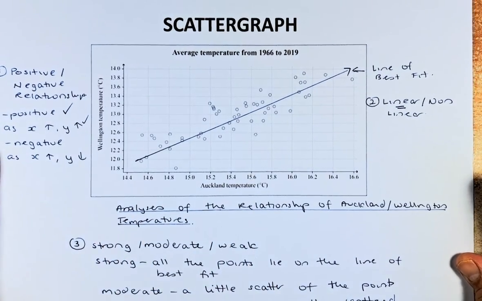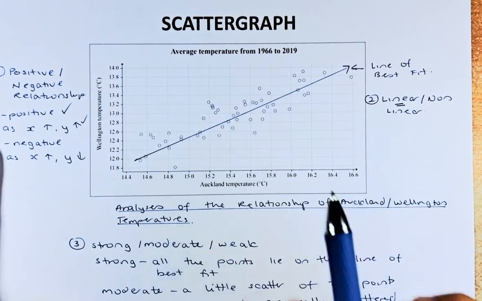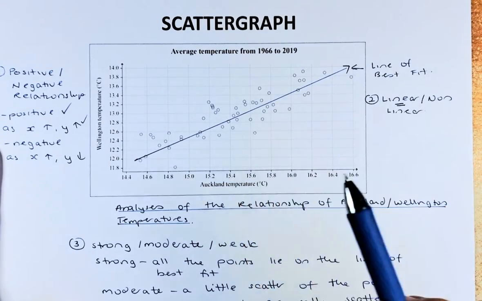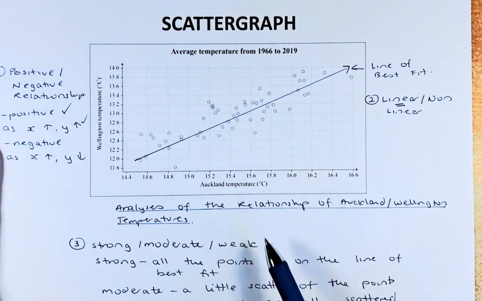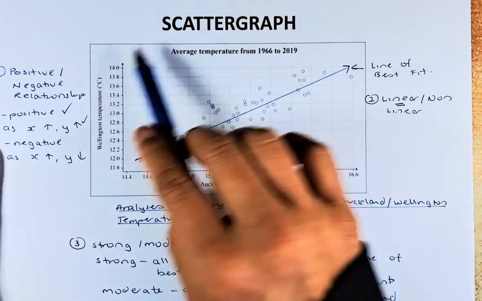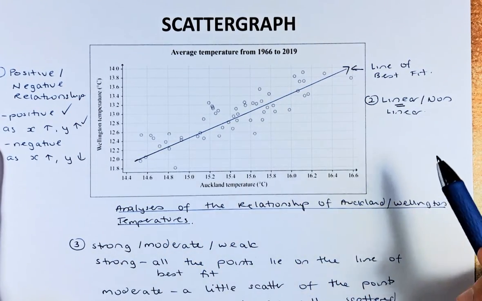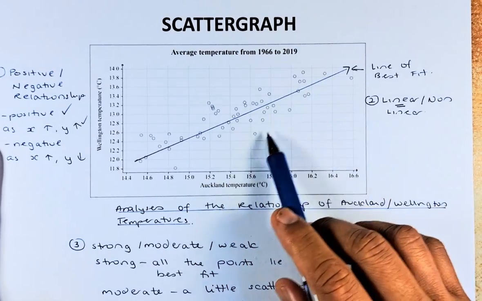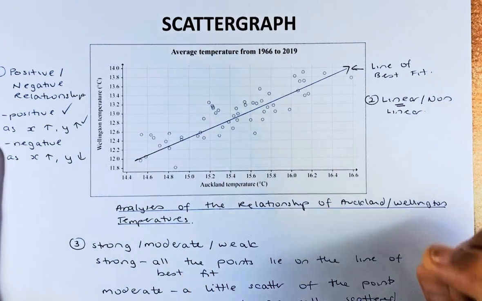And the last and most important thing, you need to tell me whether that relationship is strong, moderate, or weak. If all the points lie on the line of best fit, then it is very strong. If there's a little bit of scatter, then it is moderate. If the points are all over the place and you do not know where to put the line of best fit, then it is weak. In our case, it is going to be moderate because there's a line here and there are a few scatter points, and that's why it is quite moderately strong.